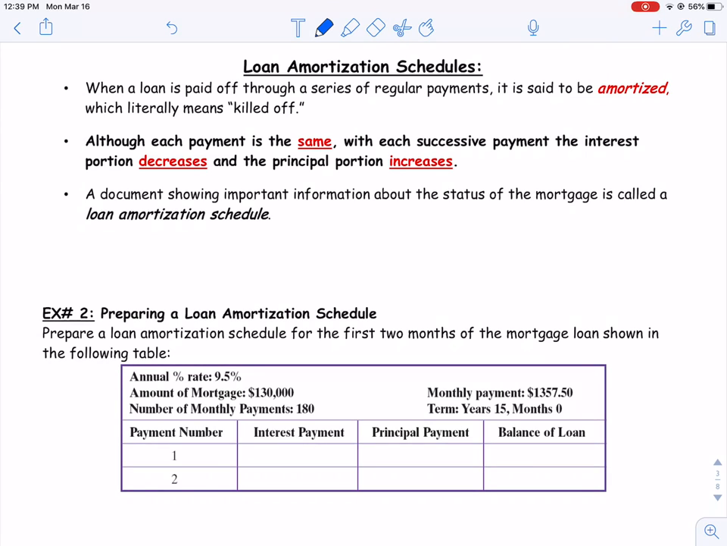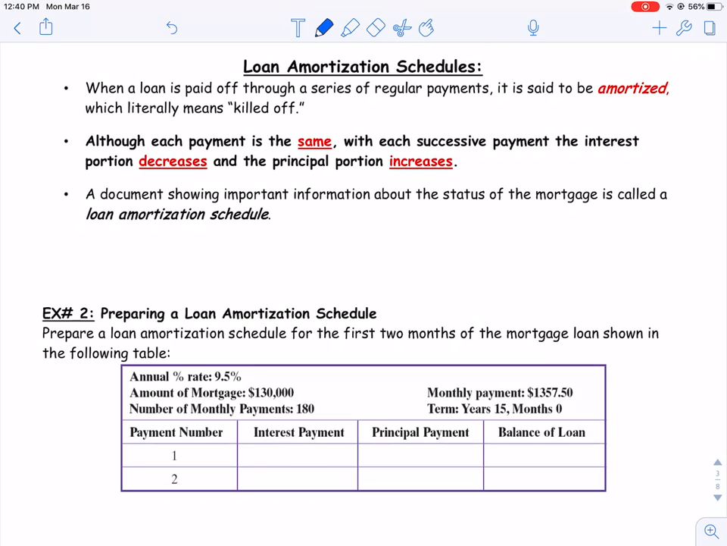When a loan is paid off through a series of regular payments, it is said to be amortized, which literally means to be killed off. Although each payment is the same, with each successive payment, the interest portion decreases and the principal portion increases. Meaning, at the beginning, when you send in your first payment, more of it goes to interest than it does the home. But as you pay off your principal amount more and more, it switches, and the interest portion decreases while more of it goes to actually paying off your home.